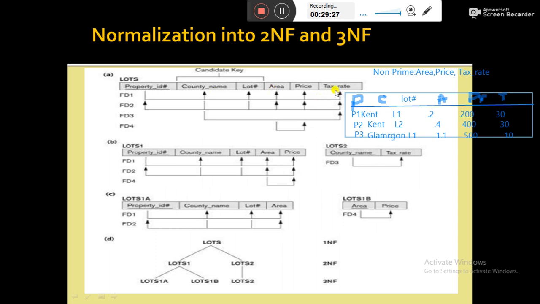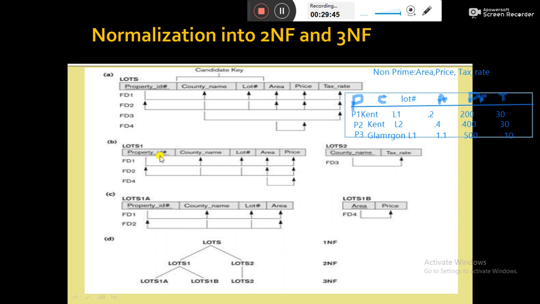That means you have to move tax rate here in the new relation along with the attribute on which it depends. It depends on county name, so it has to be county name. So those two attributes form another relation, and the rest of the relation will be the same. So property ID will be there.